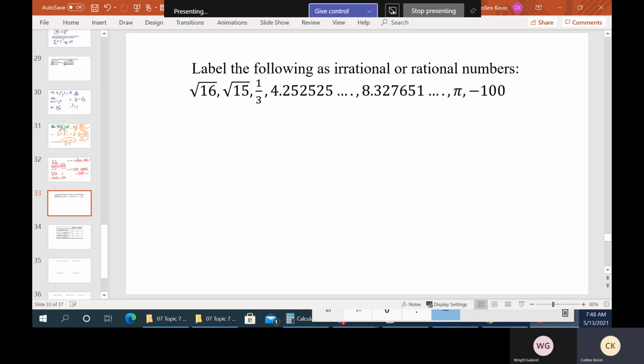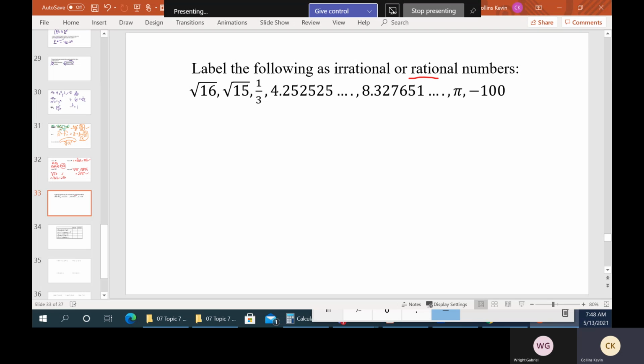Rational means ratio. Okay, you see ratios right in it. So that means we could write that as a ratio of two numbers. So even if it was like 10, you could write that as 10 over 1. So it's a rational number. It can be written as a ratio. So that's the point of a rational number.